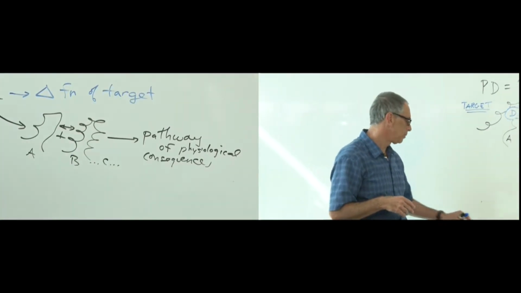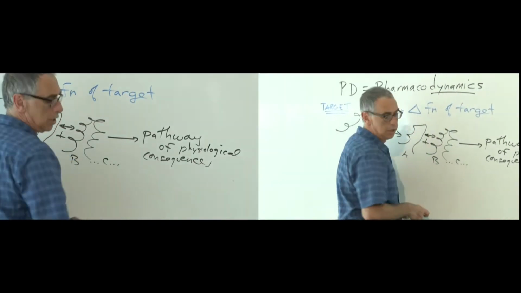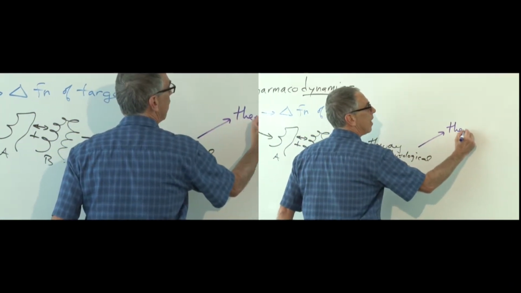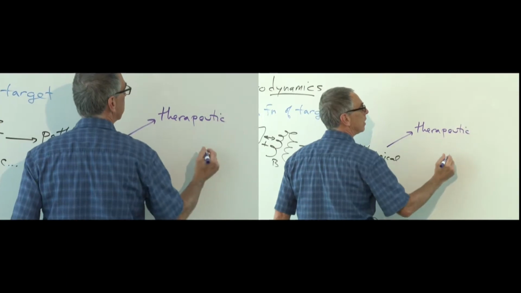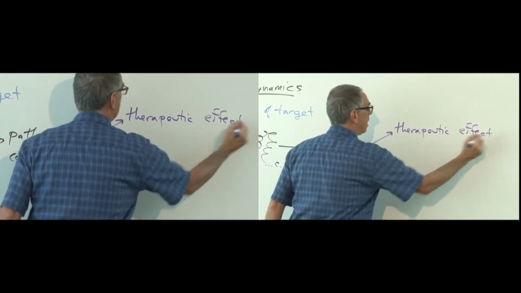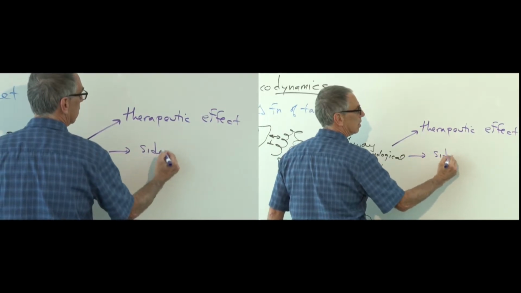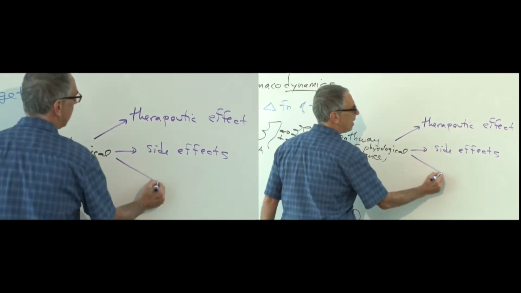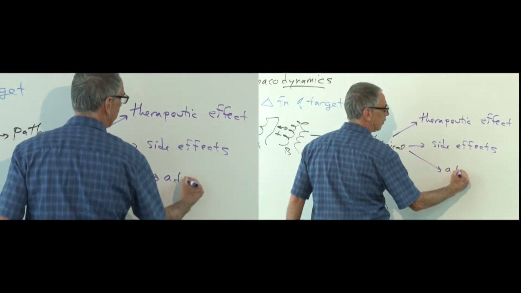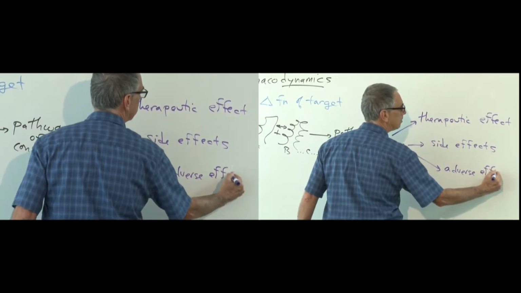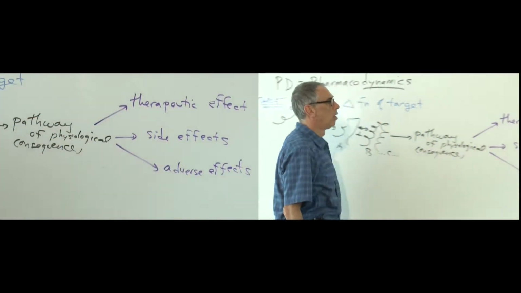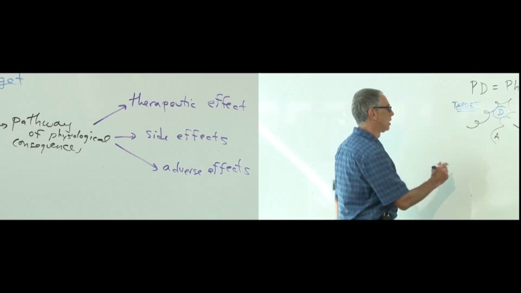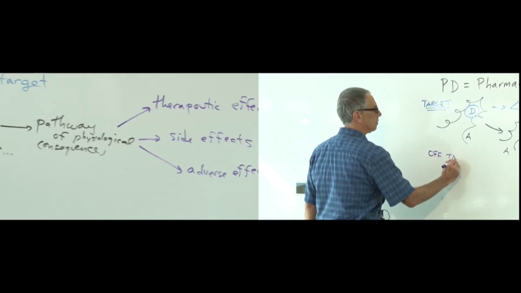In the end, these pathways will lead, in general, to a couple of things. They will lead to the therapeutic effect that we want. It may also lead to side effects, other effects that we may or may not want, usually don't want them. And the worst kinds of side effects may be adverse effects, where there's actually harm being done to the patient. All of these effects are a result of the drug binding its target, or sometimes binding what we call off-targets.